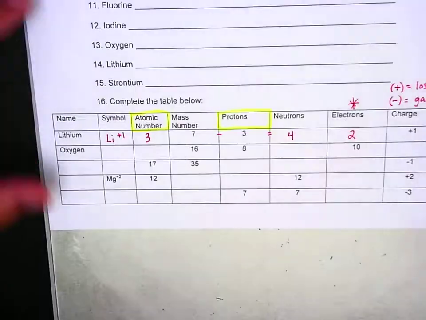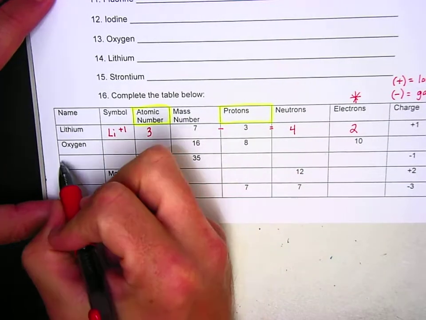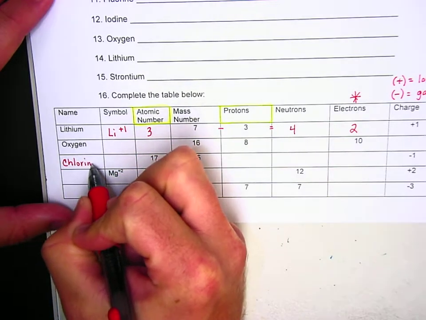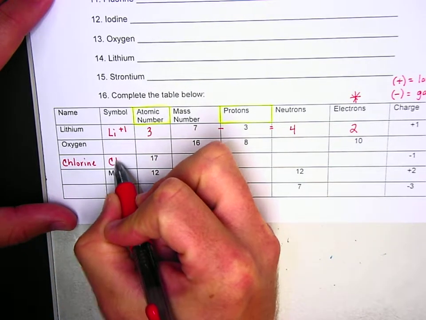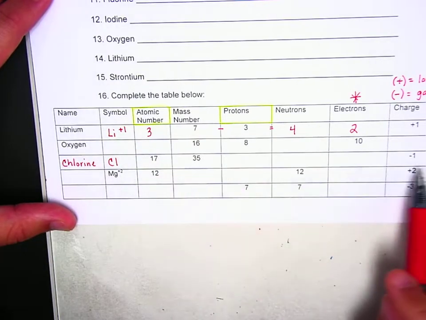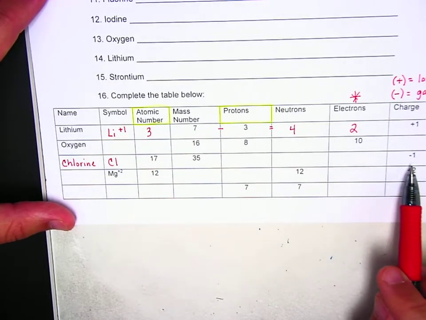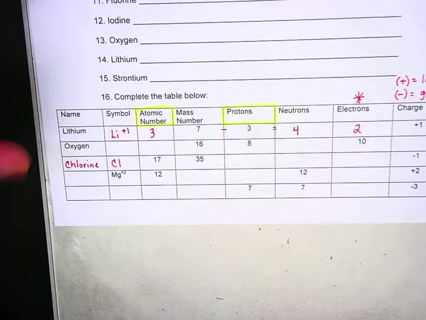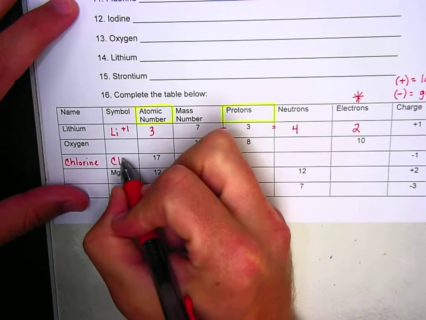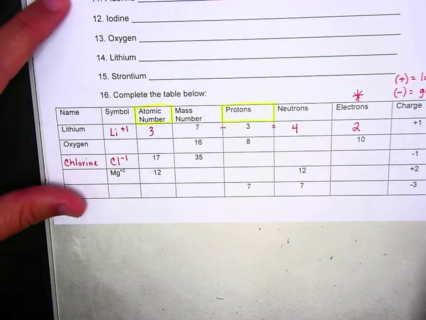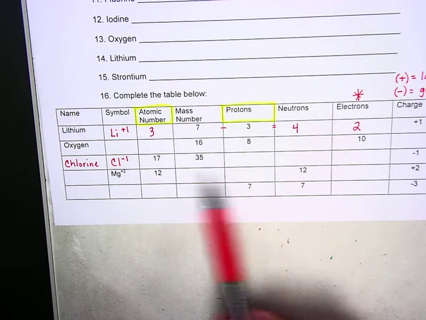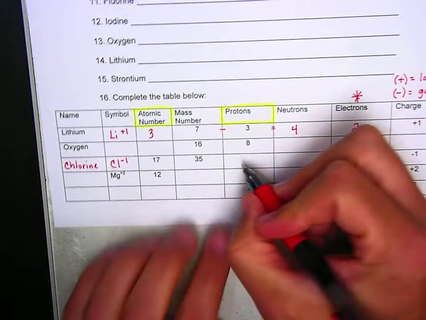So we'll write that in. The name is chlorine. The symbol is Cl, and the charge is -1. It gives us a charge in the table, but if it didn't, we can just look it up. Chlorine has a -1 charge. So Cl -1. All right, so the atomic number and the proton number are the same. So we know that's 17.